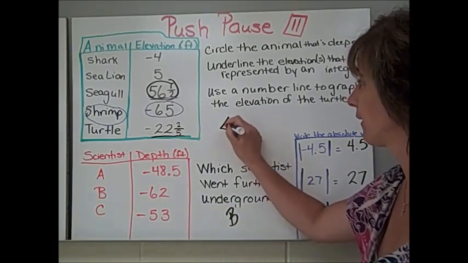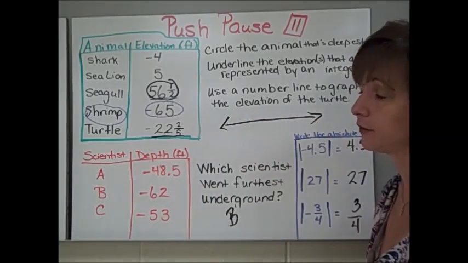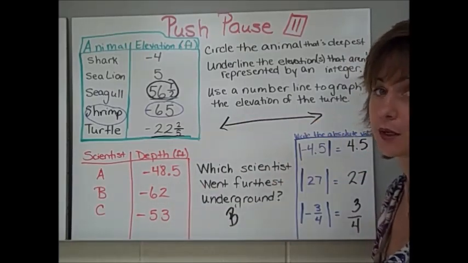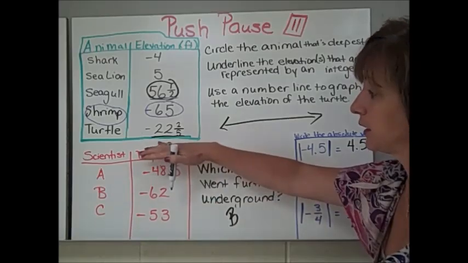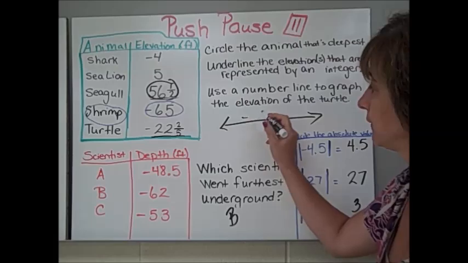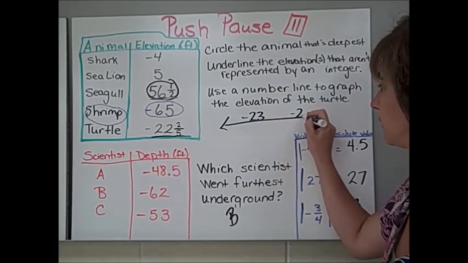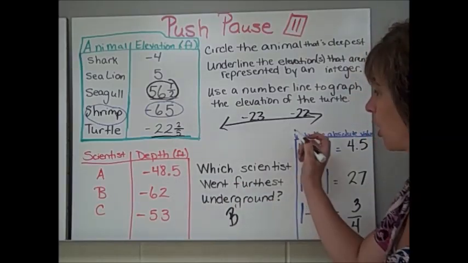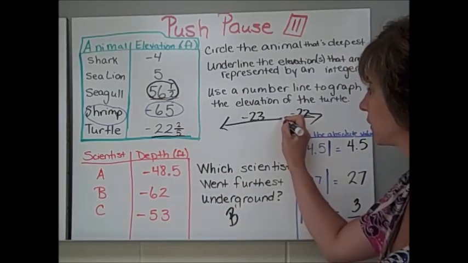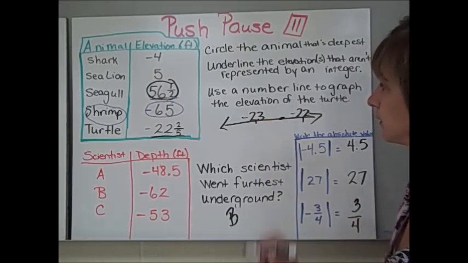Use a number line to graph the elevation of the turtle. The turtle is negative 22 and 2/5, which means that I have to choose two numbers that it comes between. The integers that this comes between are negative 23 and negative 22. And negative 22 and 2/5 is almost halfway between those. So I will be plotting it here on this number line.